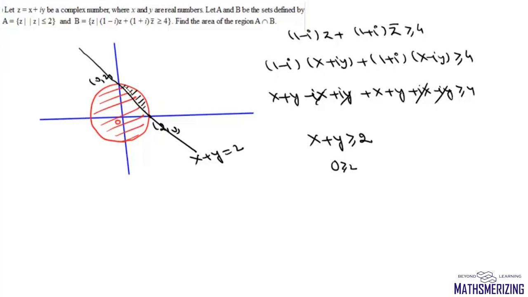Now the area common to both A and B is the area of this segment. So the area of this segment will be 1 by 4 into pi r square minus 1 by 2 into r square. Now r square is 4, so we'll get pi minus 2. So the area of region A intersection B will be pi minus 2 square unit.